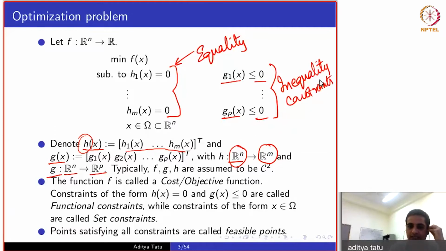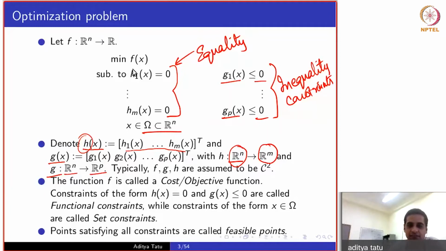Apart from these two types of restrictions that x should admit to, you can also prescribe a subset omega, which is a given subset of Rn. x must be restricted to omega.